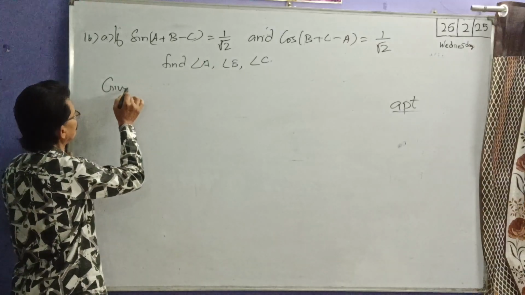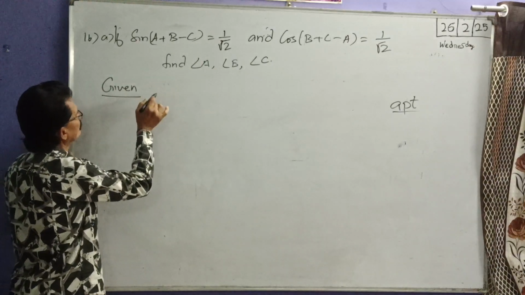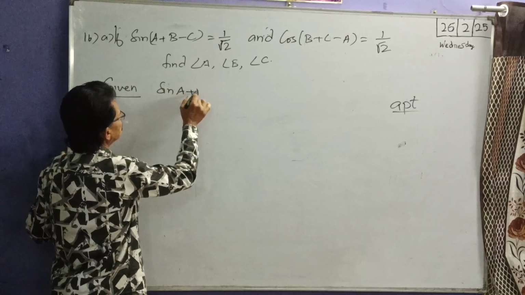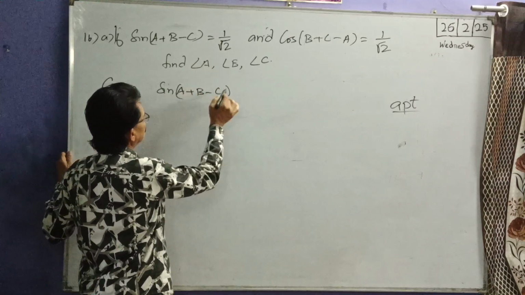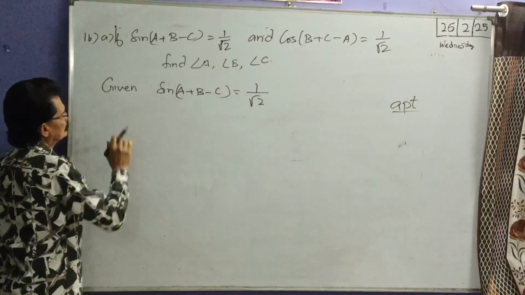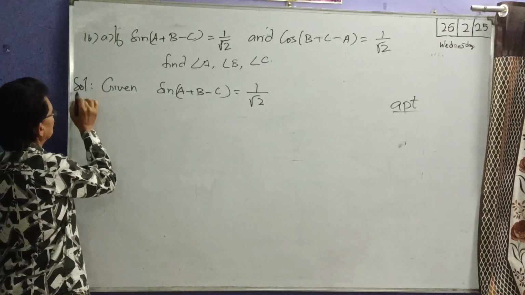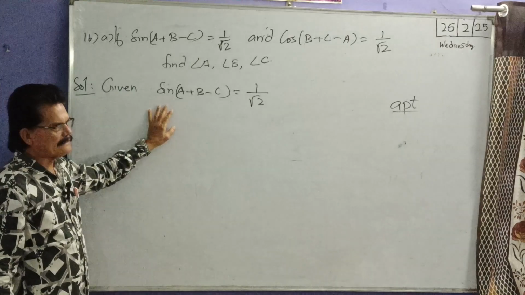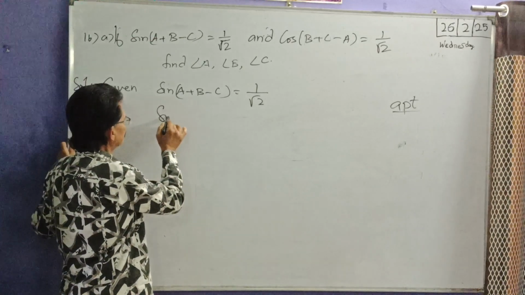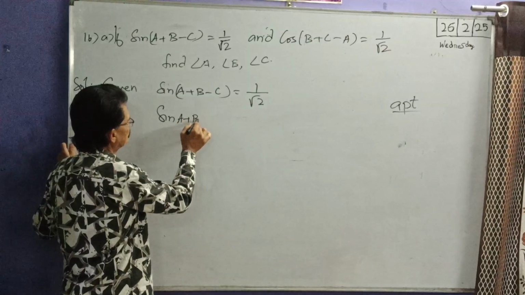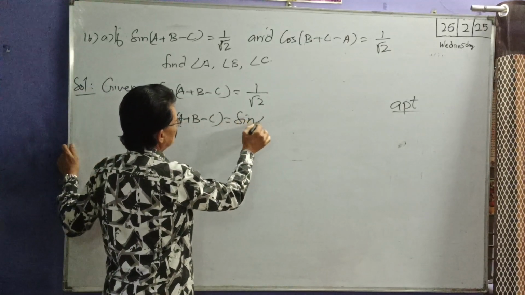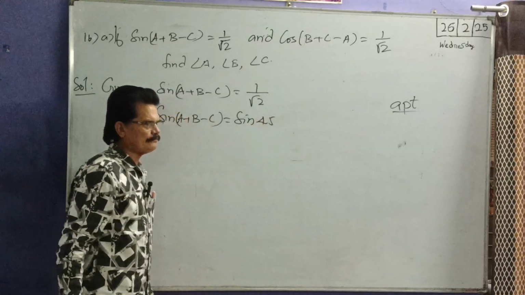Given sine(A + B - C) is equal to 1 by root 2. Sine(A + B - C) is 1 by root 2. From the tables we know it is sine 45.